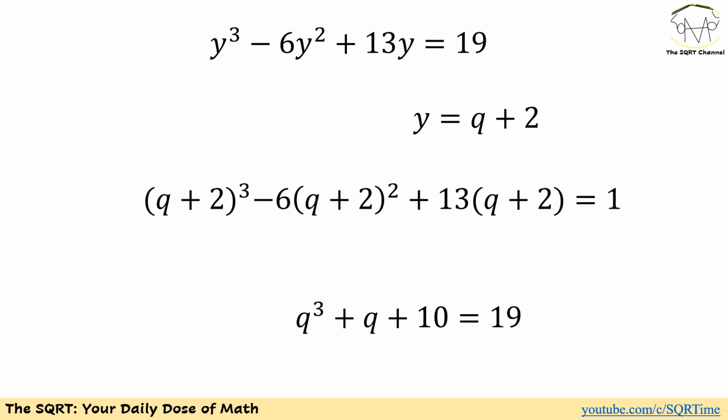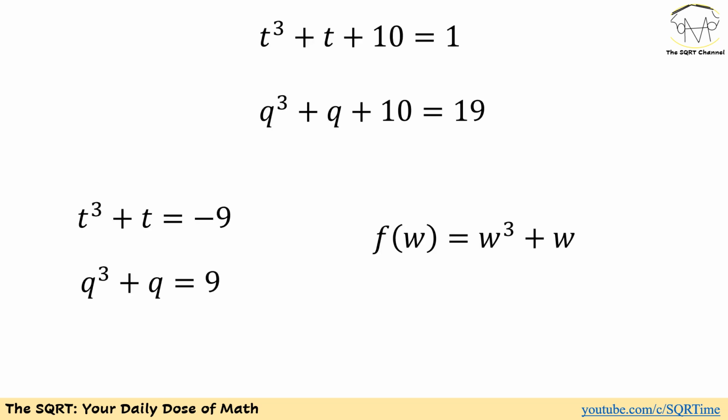Now let's see what we've got. We have two new equations. They are using the same coefficients for power of 3, power of 1, and also power of 2. The power of 2 case is 0 here. But we have different constant coefficients. One of them is 9, and the other one is negative 9. Let's focus on those. We have t^3 + t = -9. We also have q^3 + q = 9.